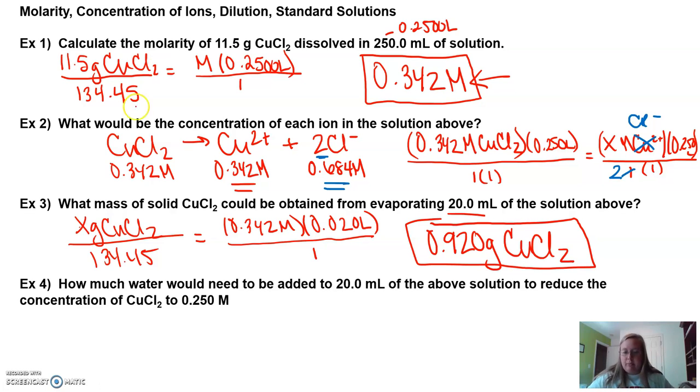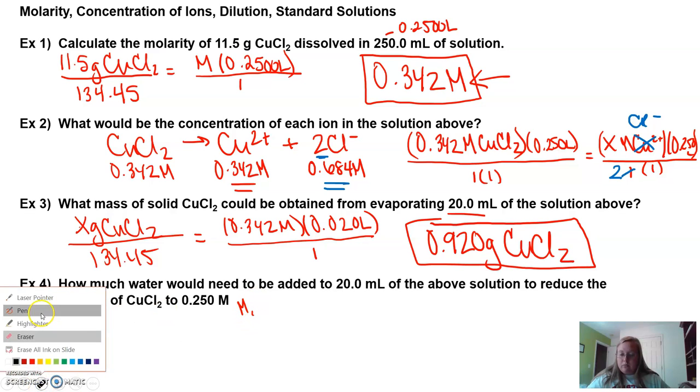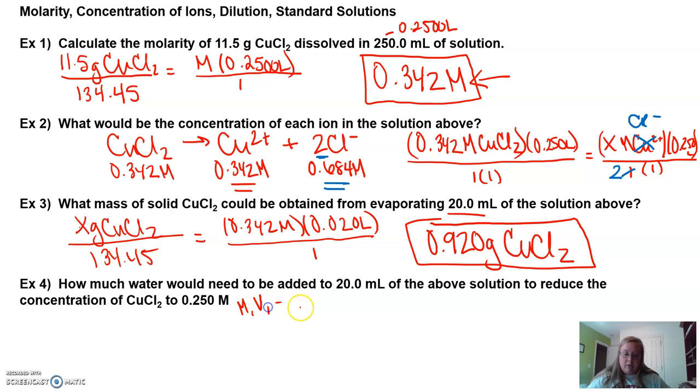Right. And the last example: how much water would need to be added to 20 milliliters of the above solution to reduce the concentration to 0.25? And so this is a dilution question, and we're going to use M1V1. Let me rewrite that so it's a little bit more legible. M1V1 is equal to M2V2. Now remember, your 1s are before the dilution and your 2s are after the dilution.